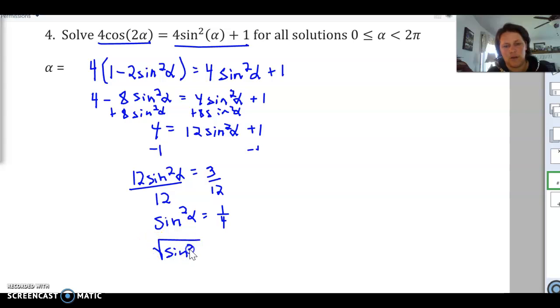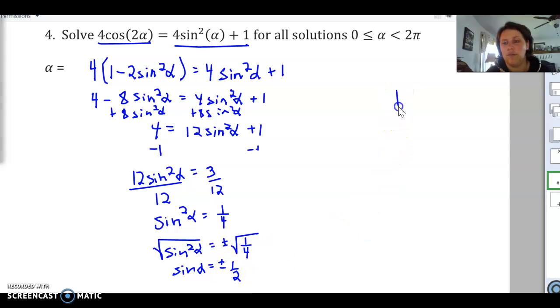So the square root of sine squared alpha is equal to, and don't forget this plus or minus, or you will miss half of your points. So sine squared alpha, and the square root of that is going to be sine alpha. And then that is going to equal plus or minus the square root of 1/4, which is going to be plus or minus 1/2.